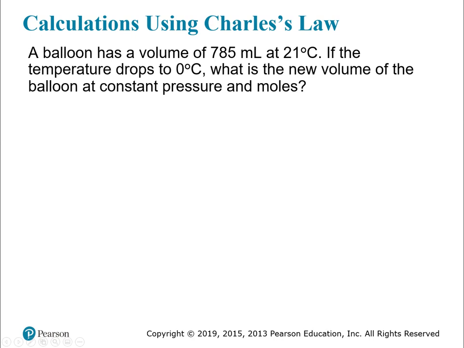Now let's practice. A balloon has a volume of 785 milliliters at 21 degrees Celsius. Those numbers sound important, so let's highlight them. If the temperature drops to 0 degrees Celsius, what is the new volume of the balloon at constant pressure and moles? So I've highlighted some phrases and numbers. Let's translate that to variables and assign values. A balloon has a volume of 785 milliliters and a temperature of 21 degrees Celsius. Those sound like initial conditions to me.